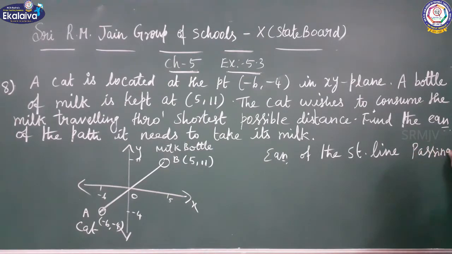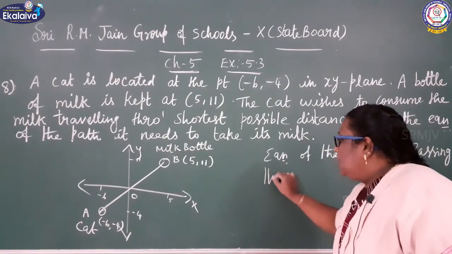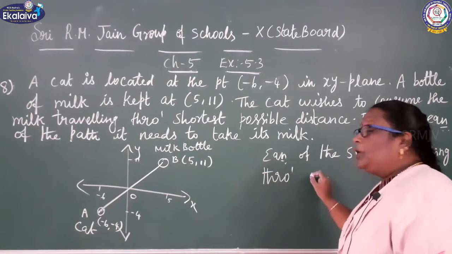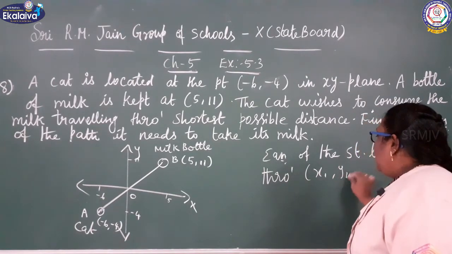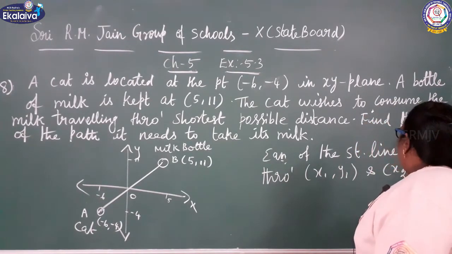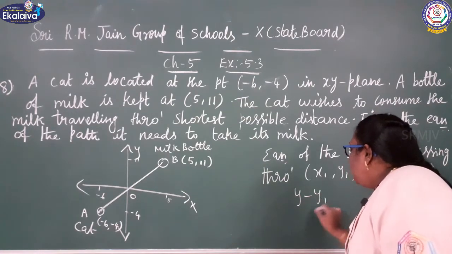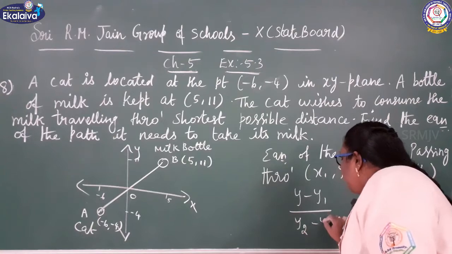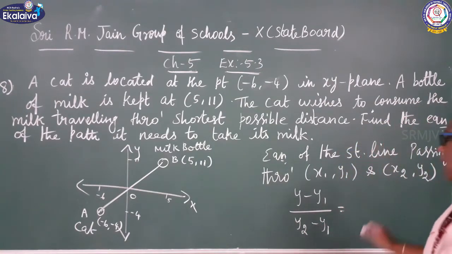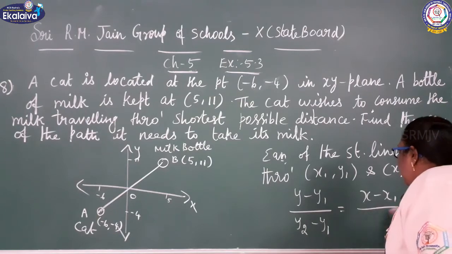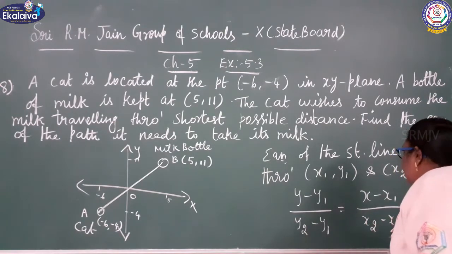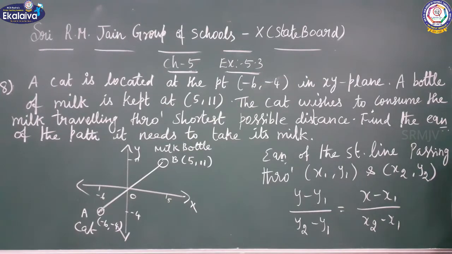Passing through two given points. What are the points? x1 comma y1 and x2 comma y2. What is the formula? y minus y1 by y2 minus y1 equal to x minus x1 by x2 minus x1.